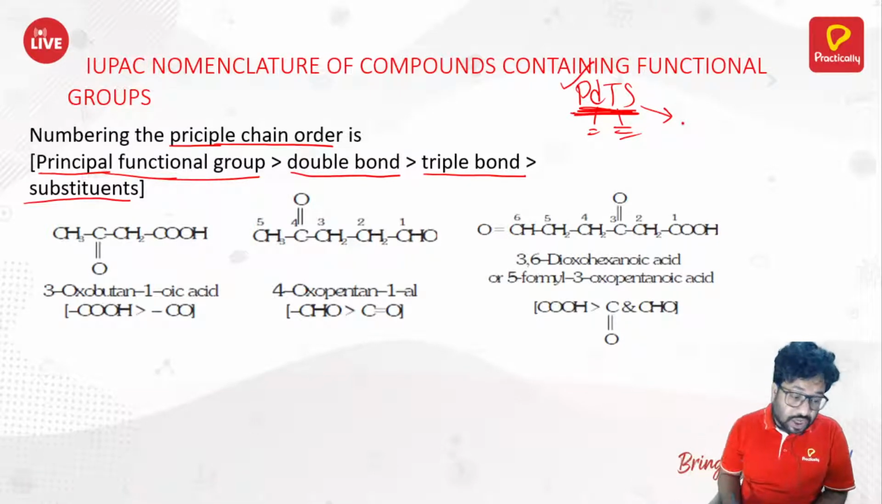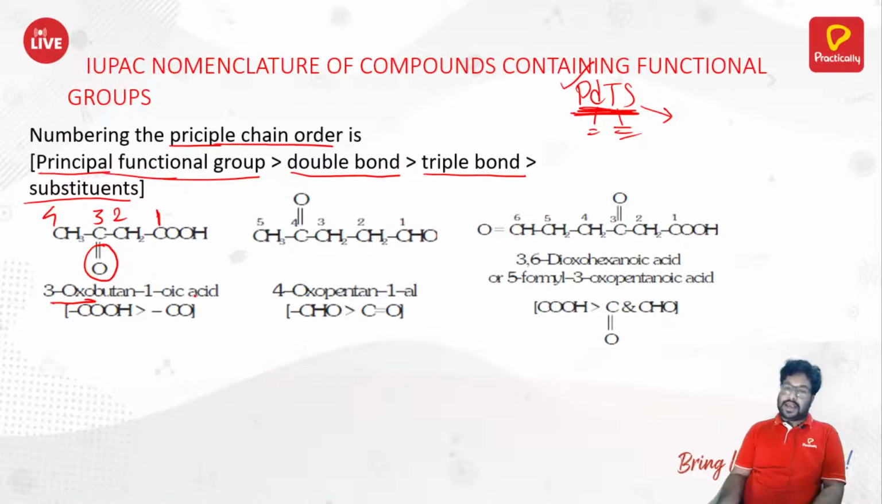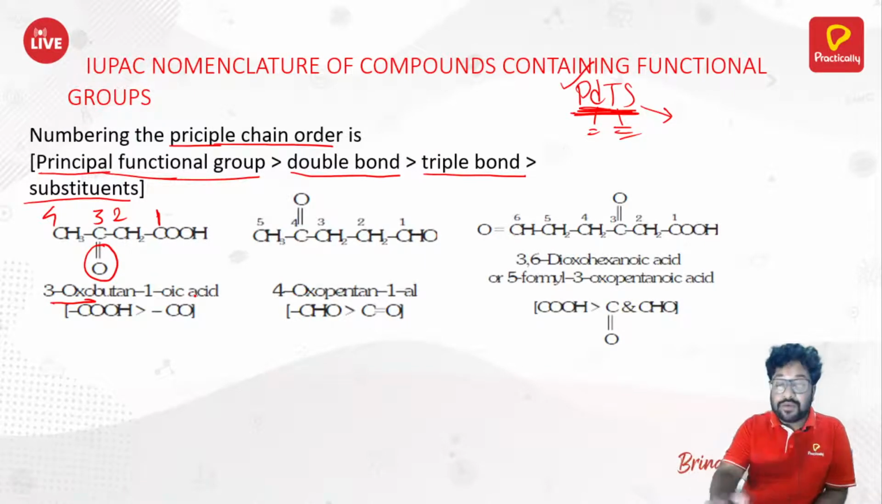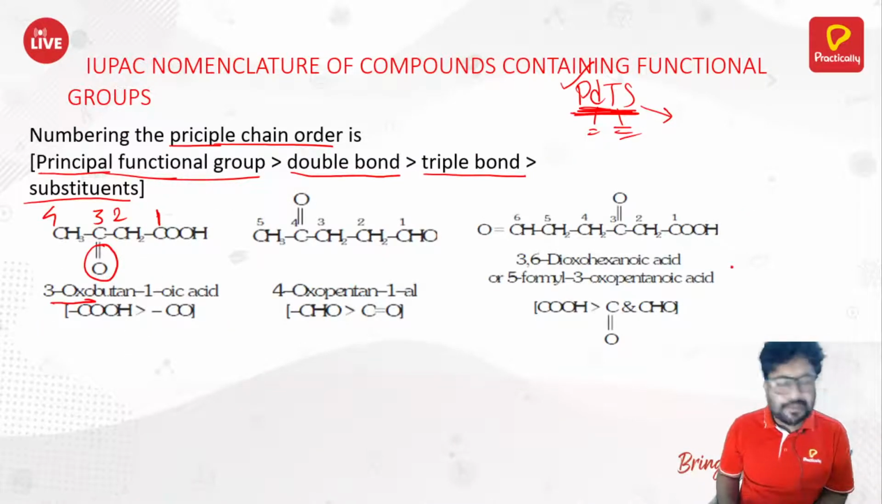Substituent. Okay. So let's see with the examples here. Look at here. Here you will start counting from here, right? 1, 2, 3, 4. At the third position, you got the ketonic group, right? So what do we call that as? 3-oxo, right? Butane 1-oic acid. Now this example I already gave you. Remember? See here, I already gave you 3-oxo pentanoic acid. Here it's not a pentanoic acid, it's a butanoic acid.